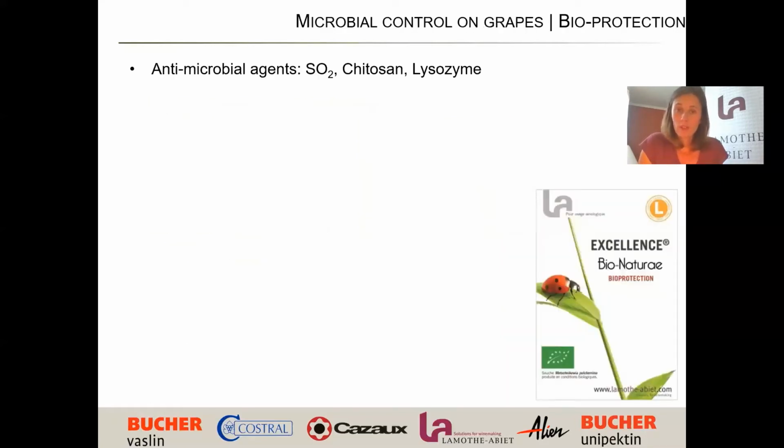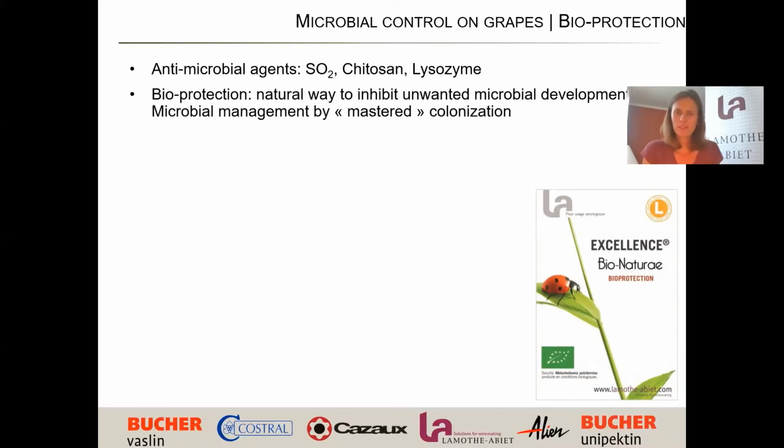So when we're talking about microbial control on grapes, I would like to talk about bioprotection. Among the antimicrobial agents available on grapes, we have sulfur, which is not very efficient. We have chitosan and lysozyme. Chitosan and lysozyme are very efficient, but lysozyme only for lactic acid bacteria. Chitosan is very efficient, but much more in wine than in juice. Okay, and I will talk about it for the wine part.